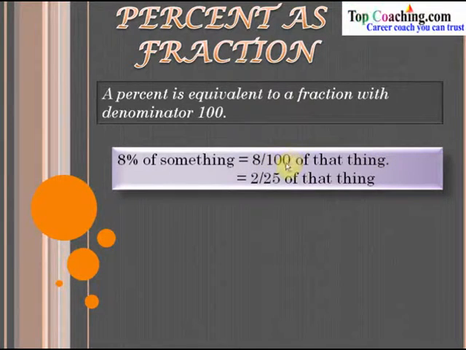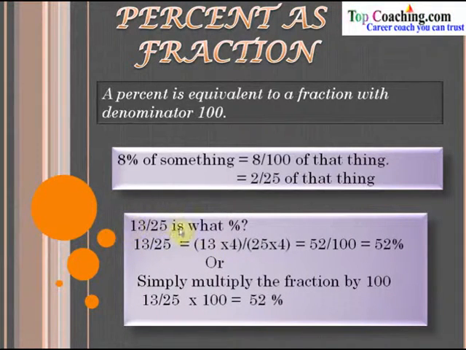Now 8 by 100 is nothing but equal to 2 by 25. So that is equal to 2 by 25 of anything. Simply divide this number by 100. So that's how to convert a percent into a fraction. Whenever you see this symbol, it means divided by 100. The base has to be 100, or the denominator has to be 100.